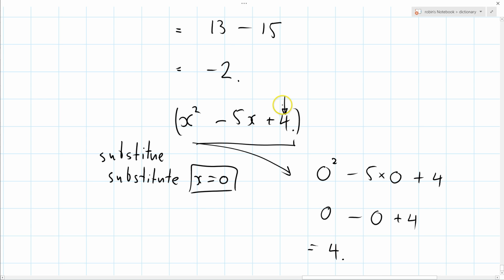We get that 4 sticking out there because the 4 hasn't got an x in it. This term has, because it's 5x. This one has because it's x squared. That one's just 4. So it says there. Right, that's substitution. I'm going to stop there.